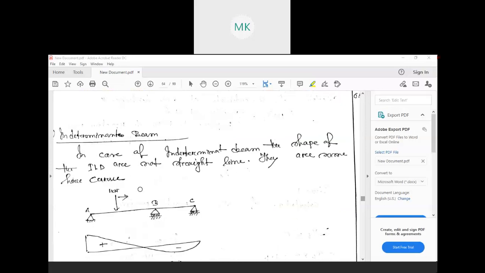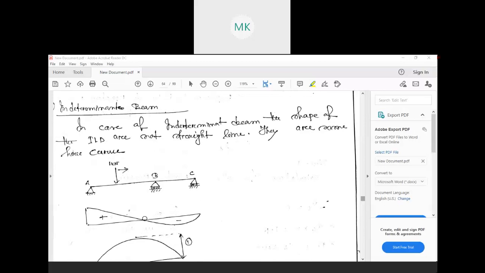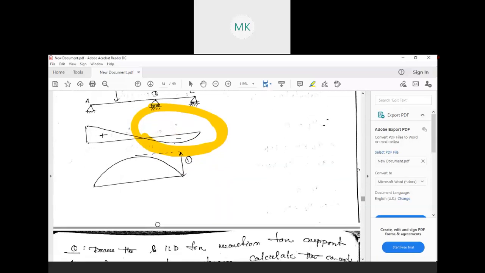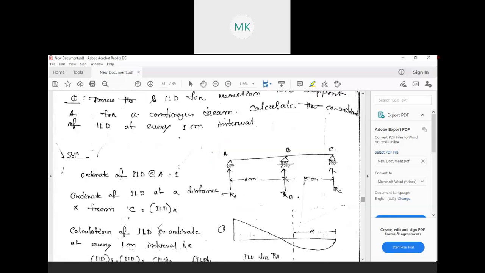So this is an indeterminate beam. In case of an indeterminate beam, the slopes of the ILD are not straight lines. Some have curves. As you can see here, there is a curved portion. So it is not always a straight line; you may get a curve. There are three supports given here, and a 1 kilonewton load. How will the SF and BM look like? We will solve a numerical, then you will understand. Okay, let's go through a numerical.